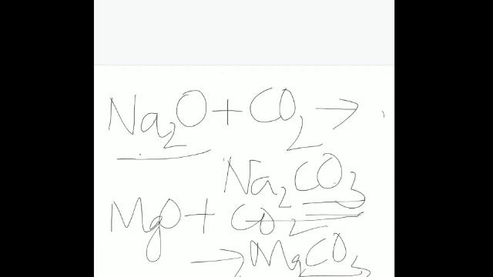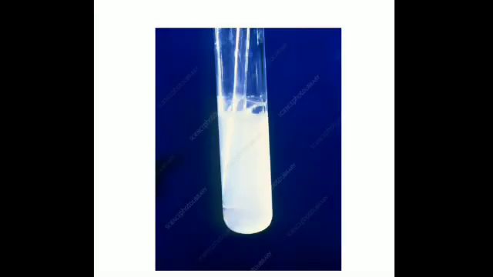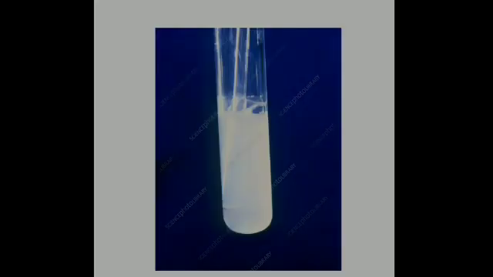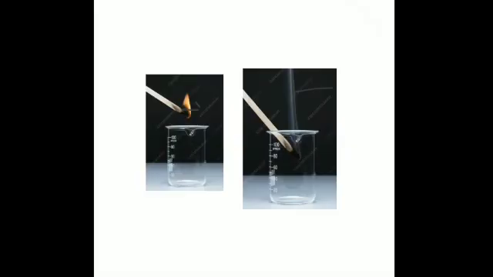Then what are the tests for confirmation of carbon dioxide? I have already told you that when a burning matchstick is introduced in a gas jar containing carbon dioxide, it gets extinguished. And carbon dioxide gas turns lime water milky, which I have discussed earlier also. Here you can see a burning matchstick introduced into this beaker which contains carbon dioxide; it gets extinguished, stops burning. Is that clear?